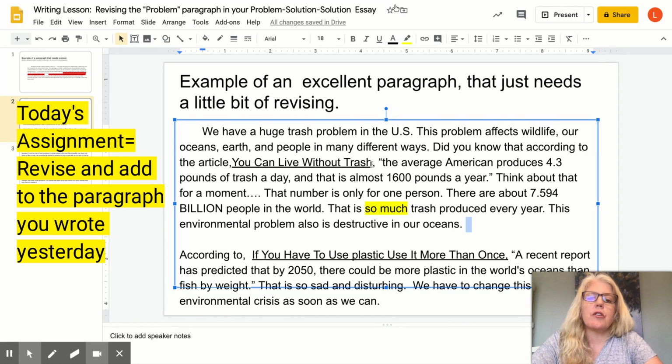So remember, you're underlining the title of the article, you're using commas and quotation marks correctly, you're replacing words like so much and very with a more precise adjective, and you're making sure that you have multiple examples. This student had a very solid paragraph, but he does need, I would say, 2 more examples from articles that would support his idea that we have a huge trash problem in the United States. Okay, hopefully this helps. And I'm going to read you one more excellent example, and then I'm going to let you go.